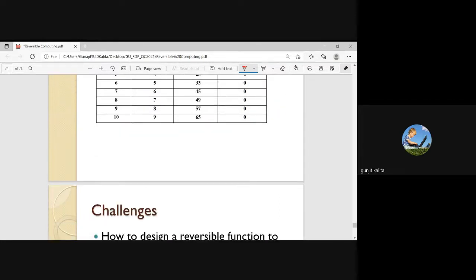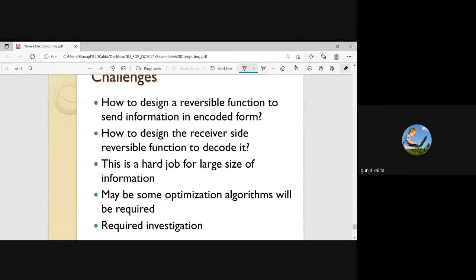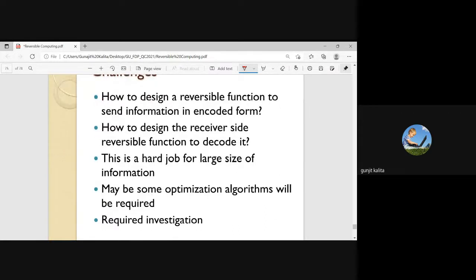Anyway, the challenge is what? To design a crypto interface, how to design a reversible function to send information in encoded form. You can design a reversible function, but ultimately it needs to serve your purpose. That is the challenge. How to design a receiver-side reversible function because you want to decode it is another challenge. Particularly for a big amount of information, it is very tough. So it requires some other mathematical thing like an algorithm to do so. We require some optimization algorithm and some investigation here.